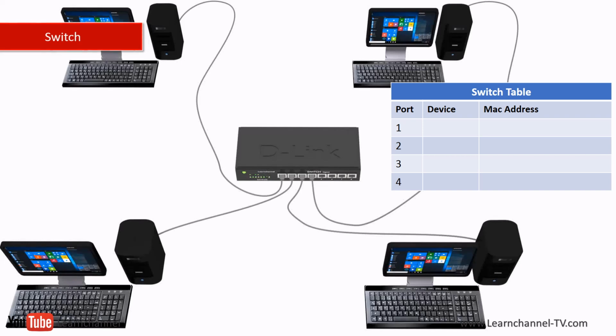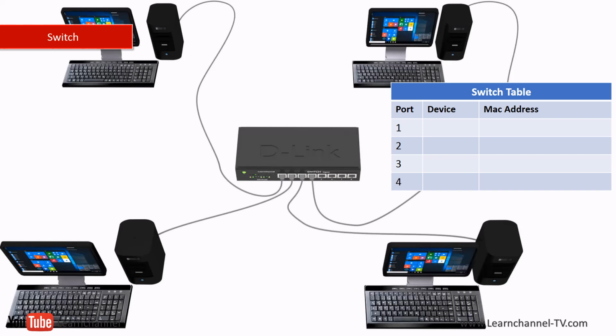If you want to send the data package straight to the destination without spamming the entire network, that is what switches do. Unlike a hub, a switch is intelligent. A switch can actually learn the physical addresses of the devices that are connected to it, and it stores these physical addresses, called MAC addresses, in its table.